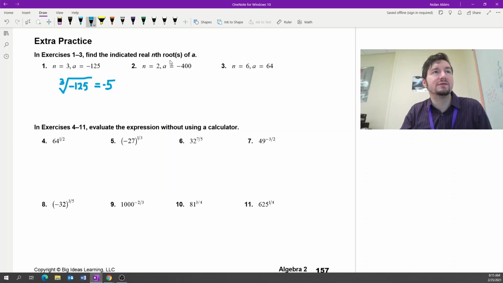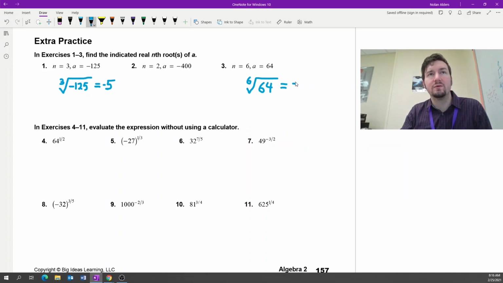This is a traditional square root because the base is 2. So it'd be square root of negative 400. This one over here would be the 6th root of 64. And I think that this one is 2, and not just 2, but could also be negative 2.